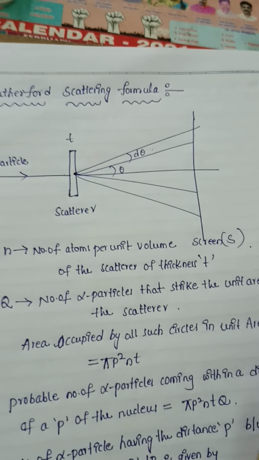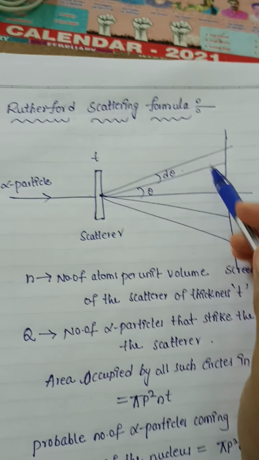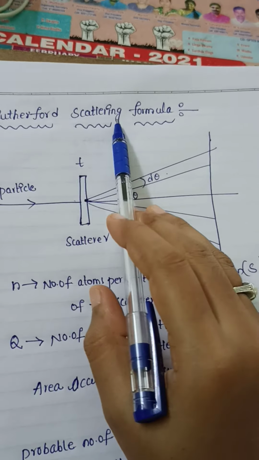Good morning everyone. Today we are going to discuss the Rutherford scattering formula. So far we have discussed the Rutherford scattering experiment. Now I am going to derive the formula for scattering. See here, whenever the alpha particle strikes the scatterer.